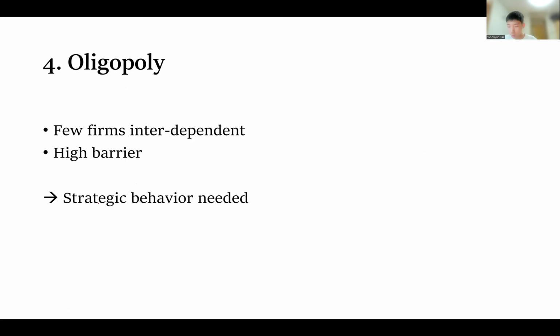Great. Then the last one is oligopoly. A few firms have strong influence on each other and there is a high barrier to entry. Examples are markets composed of two or three, very few companies, such as airlines and supermarkets, and therefore strategic behavior is required in this market. This one is very important. Firms have to analyze and predict their counterparts' behaviors to maximize their profit, right?